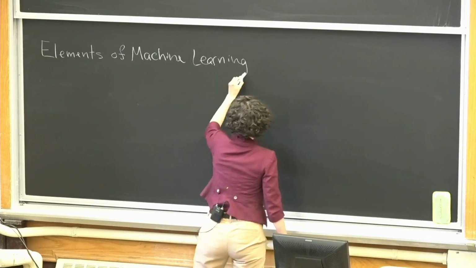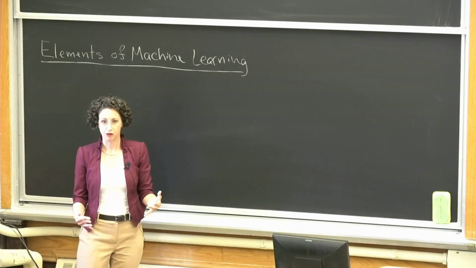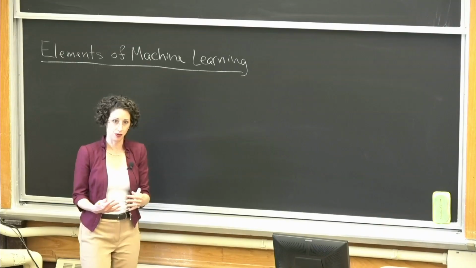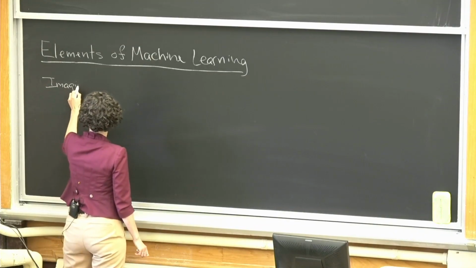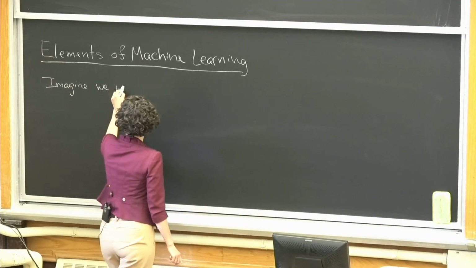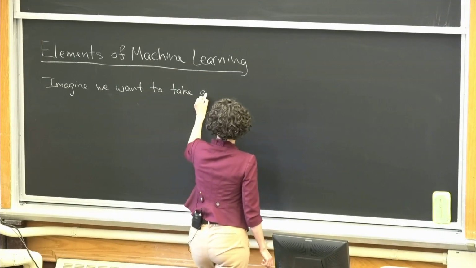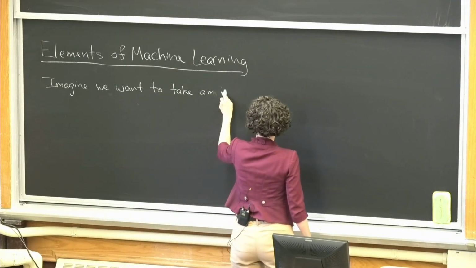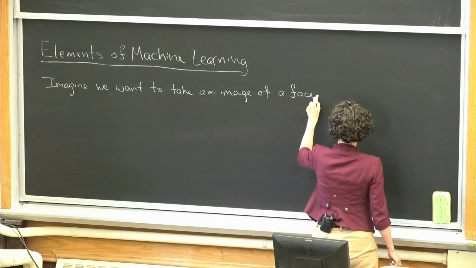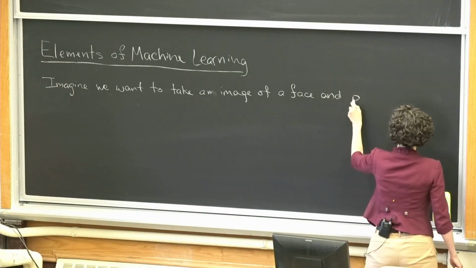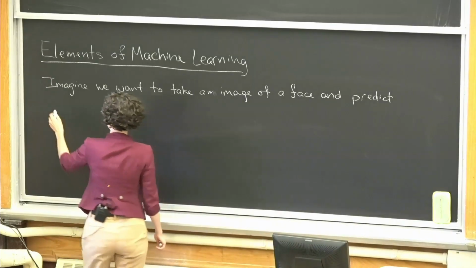And as we talk about these elements, I want to consider a motivating example throughout just to make all of the different concepts I present concrete. So in particular, imagine that we want to take an image of a face and predict whether that face is smiling or not.